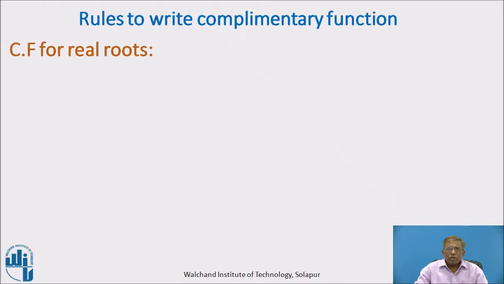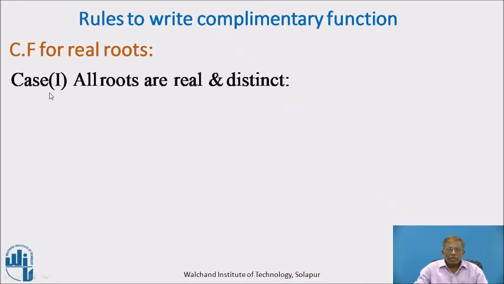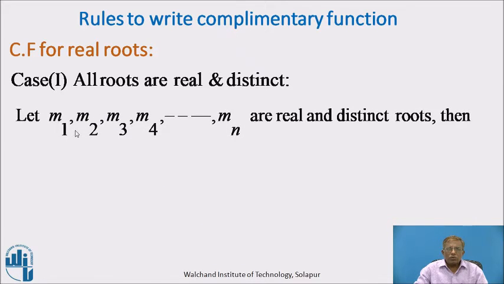Complementary function depends on nature of roots, and we know that there are two types of roots, real roots and imaginary roots. Now first of all, see complementary function for real roots. Case 1: if all roots are real and distinct, then how to write a complementary function? Let us suppose m1, m2, m3, m4, etc., mn. These n roots are real and distinct.